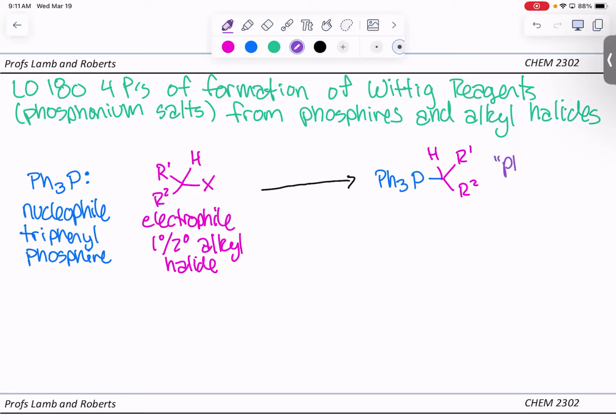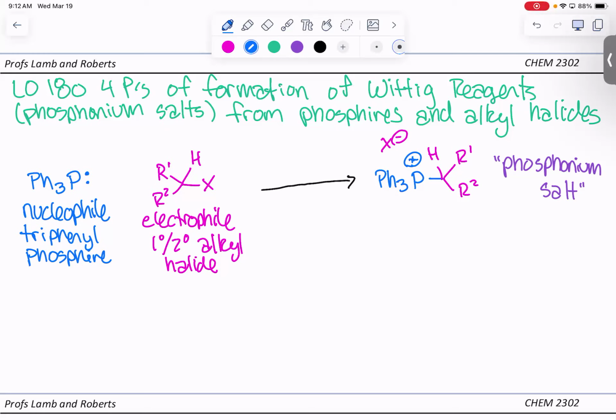We call this a phosphonium salt. IUM, we've seen ammonium, we've seen aminium. That's always meaning that we have a positively charged component. So we can draw this as a positive charge on our phosphine, and when we displace the halide, we're going to have our X minus as our counterion. We've taken that lone pair of electrons on the phosphine and used it to make a bond, and that's why we're seeing our positively charged phosphine here. This is why it's a salt.